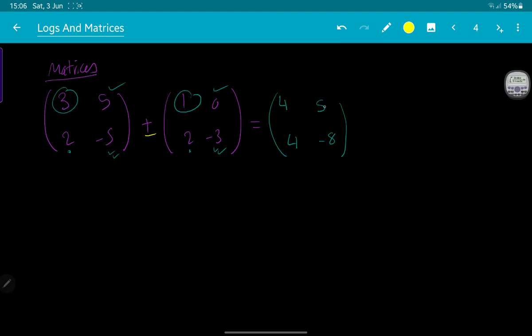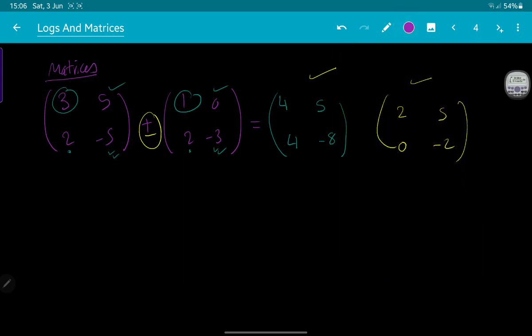3 minus 1, the answer would be 2. 5 and 0, it's 5. 2 minus 2 is 0. -5 minus -3 is +3, so the answer is -2. So this is the answer for addition and this is the answer for subtraction. And of course I will ask you about only one of them in the exam.